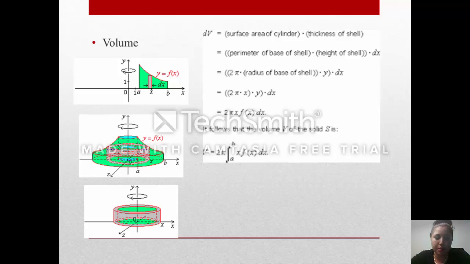That goes into the perimeter of the base of the shell times the height of the shell, which equals 2 pi times the radius of the base times y dx. That is 2 pi times x times y dx, which equals 2 pi x times f of x dx. So the volume of a solid S is as follows: the volume equals 2 pi times the integral from a to b of x times f of x dx.